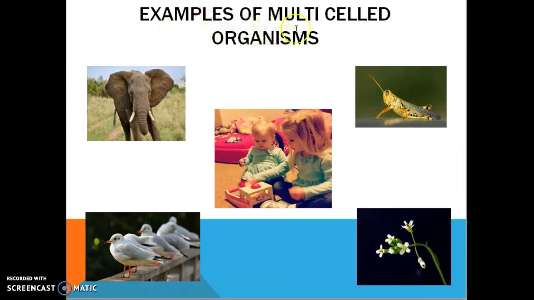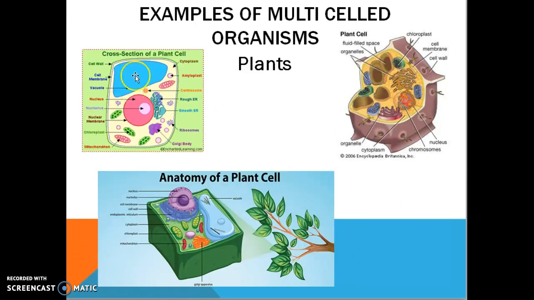So here are some examples of multi-celled organisms. We have animals like an elephant, birds, we have human beings, or us, insects like a grasshopper, and even plants like this flower right here.